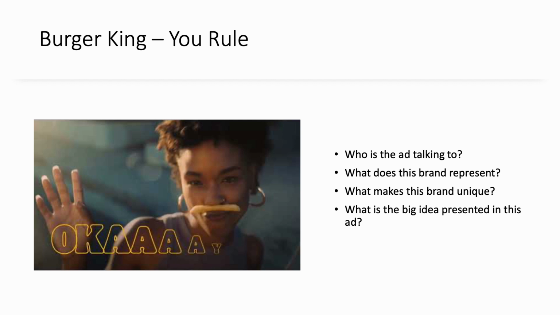A few years ago, Burger King did a big rebrand. I want you to take a moment to review their You Rule ad in the current module. As you watch, think about these key questions. Who is the ad talking to? What does the brand represent? What makes Burger King unique in this crowded fast food market? What do you find significant about the ad as it relates to their previous brand positioning? And most importantly, what's the big idea behind this ad?